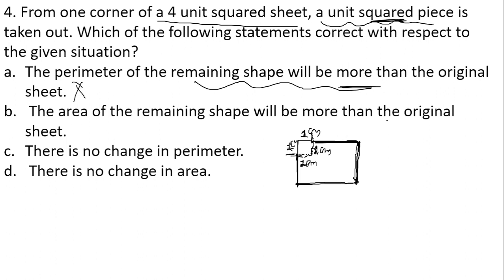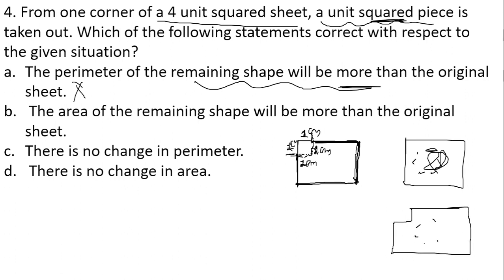The area of the remaining shape will be more than the original sheet. They are saying that the area of the shape after eliminating one portion is going to be more than the original sheet. Is it possible? If the area of this sheet was this much, this is the area enclosed in this sheet. Now we have removed the part. Has the area remained the same? No. This much area has actually been removed. So it is going to decrease, not be more than the original sheet. So this option is also eliminated.